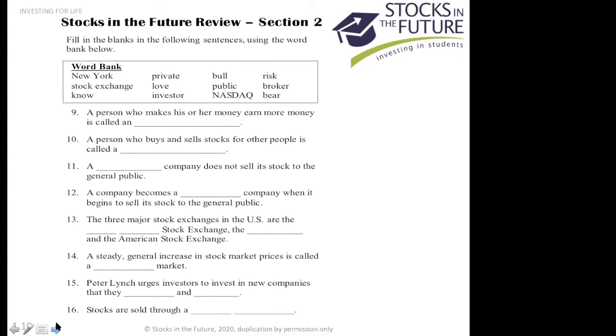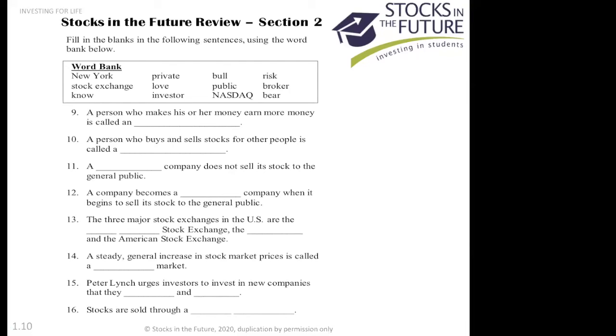Okay, on your notebook page, please continue numbering your paper 9 through 16. Some of these words we just talked about, and some of them maybe you need some time to review and remember. Number 9, a person who makes his or her money earn more money is called a what?